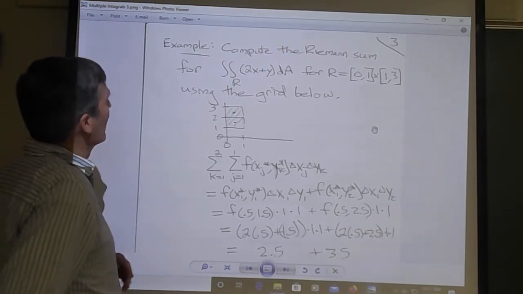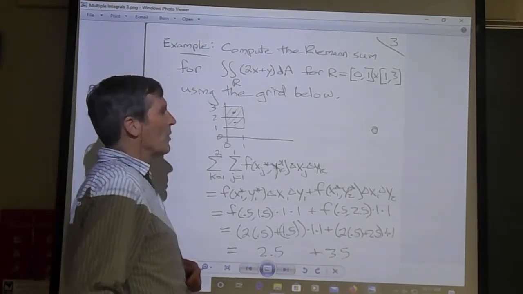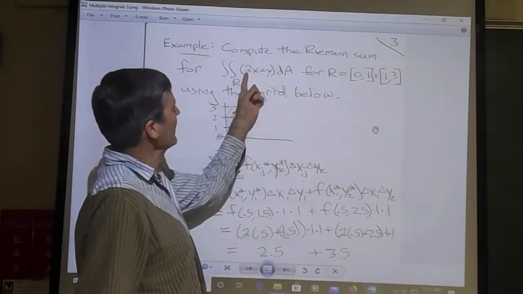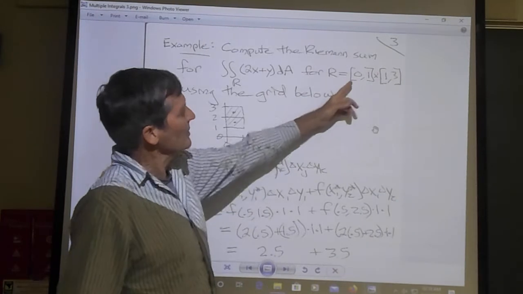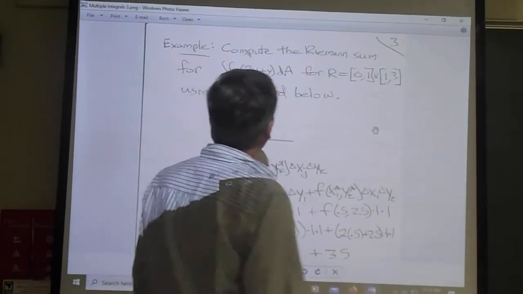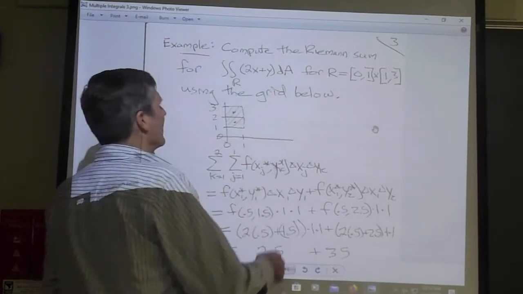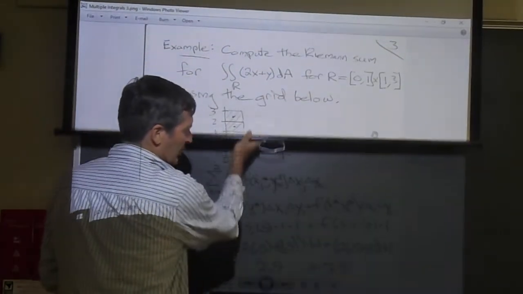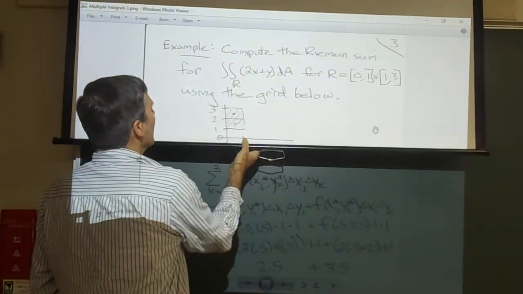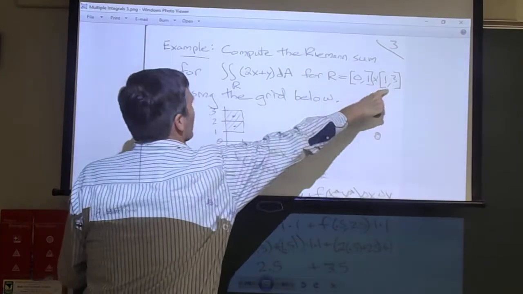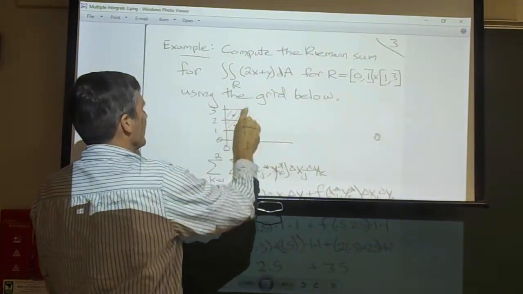Here's an example. Suppose maybe I wanted to find the volume below the surface, z equals 2x plus y, that sits over the rectangle in the xy plane, x going from 0 to 1, y going from 1 to 3. You can imagine what this looks like pretty easily. Just to draw a picture on the board just quickly. Here's the region. X going from 0 to 1, y going from 1 to 3 is this region here.